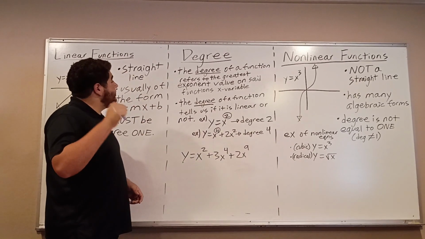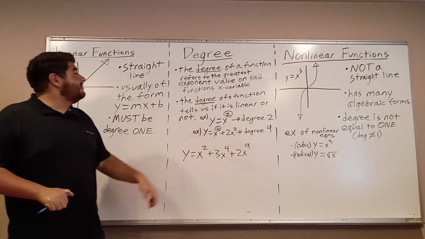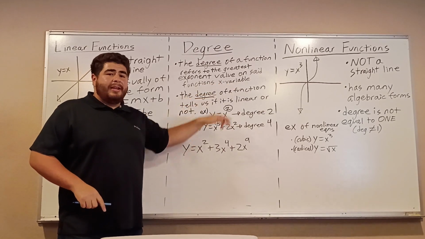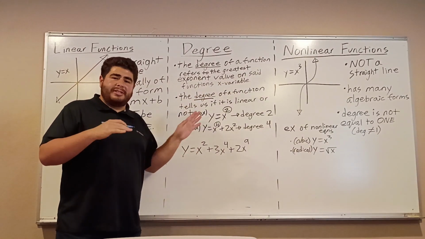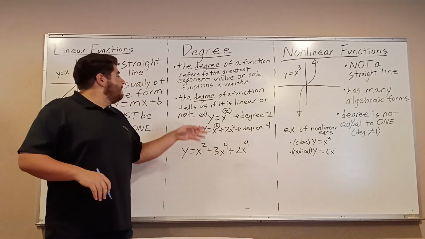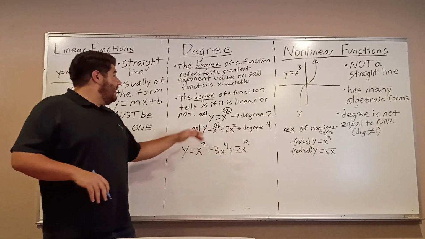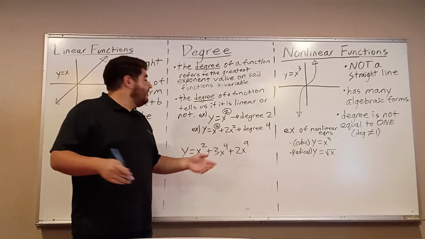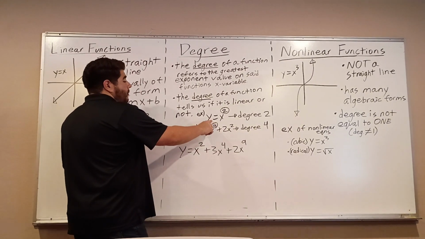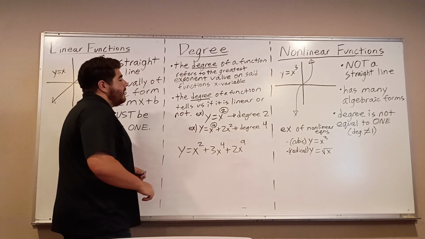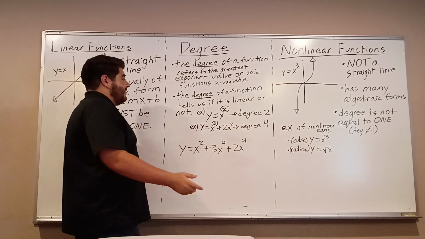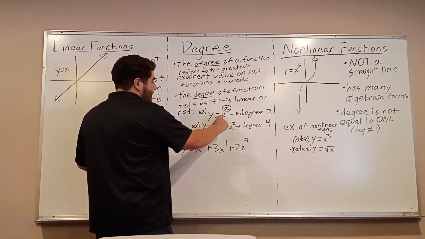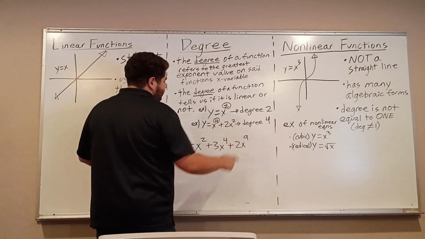So the degree of a function refers to the greatest exponent value on said function's x variable. It might seem a little confusing, but don't worry. Once I show you some examples, it's very clear. The degree of a function is what tells us if a function is linear or not. So for example, here we have the function y equals x squared. Notice that the biggest exponent on the x variable is 2. So this function, the x squared function, is of degree 2.